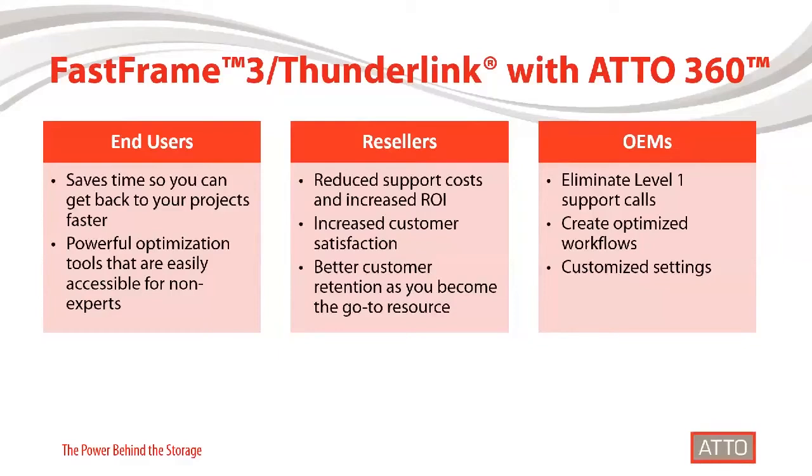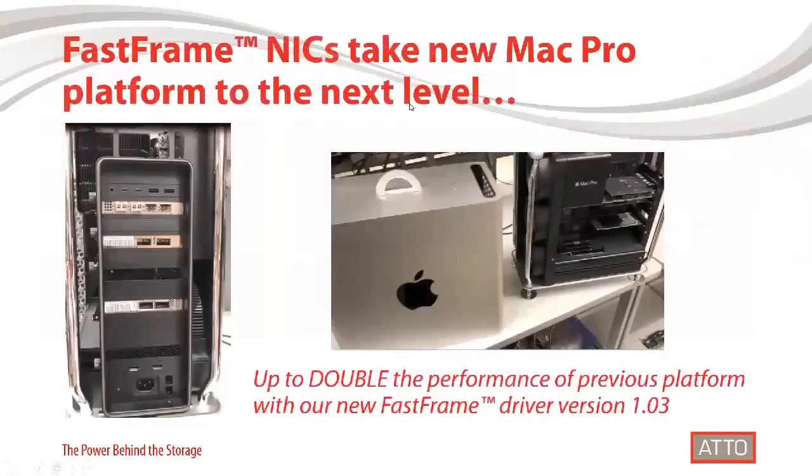So with all of that said, we really think that ATTO 360 is going to upgrade and take our Ethernet line to the next level. We also think FastFrame NICs take the new Mac Pro to the next level. So we were really excited to see the new Mac Pro come in this year and the expandability. That's something we've all been waiting for.